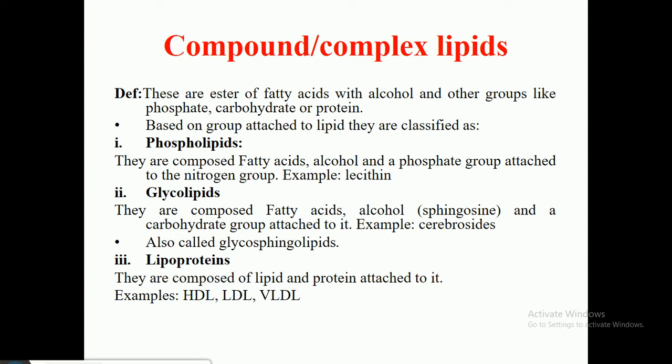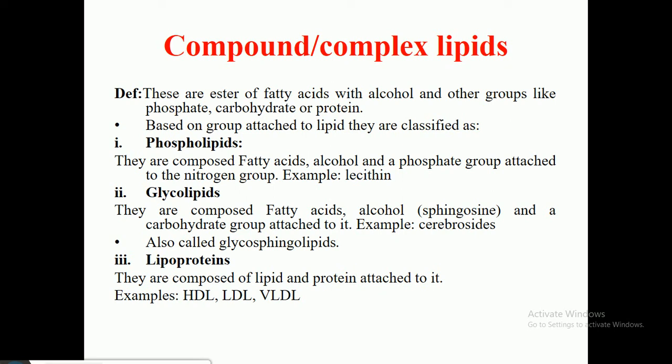So these are the compound or complex lipids which consist of fatty acid, as well as alcohol and another group like phosphate, carbohydrate or proteins. These are the conjugated group of compounds having high molecular weight, and they are classified based on the group attached to the lipids. The first compound lipid is phospholipid.